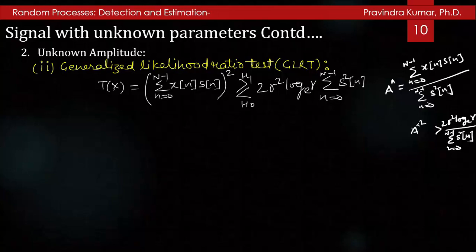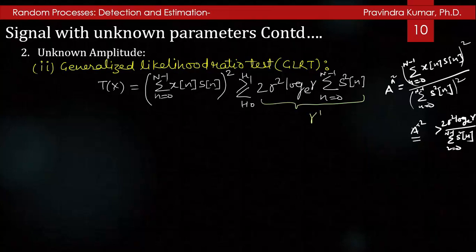So from here the test statistic will be A cap square. This means (summation n=0 to N-1 x[n] s[n])² is greater than or less than 2σ² log_e γ times summation n=0 to N-1 s²[n], because we are taking the square of the A cap, so it will be A cap whole square. When putting in the value, you will get this test statistic.